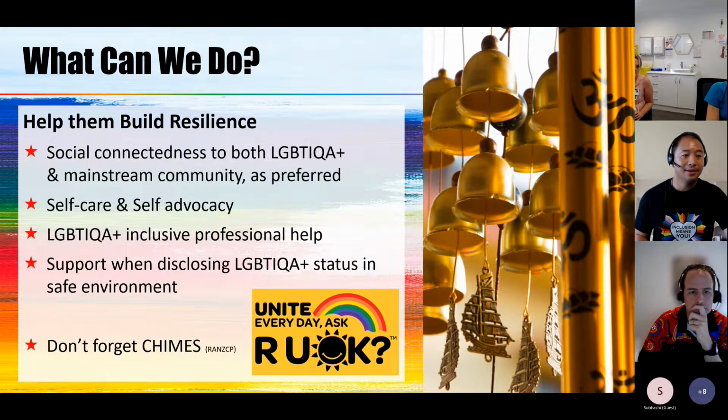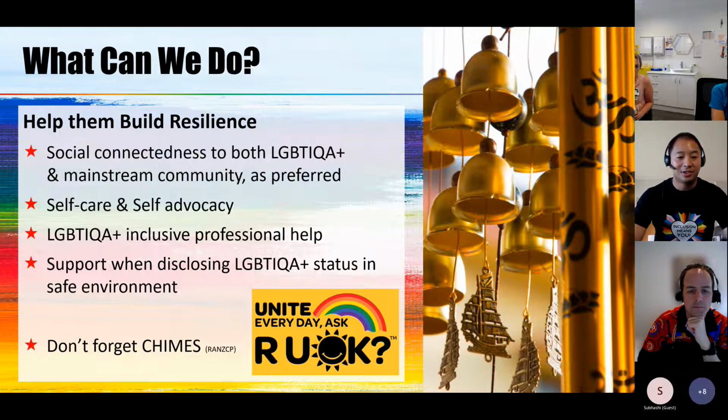So what can we do then? What we can do as clinicians ourselves is to help them build resilience. That includes helping to improve their social connectedness and their sense of self. Self-care and self-advocacy are very important aspects that we can help to build. But also helping the person engage in LGBTIQA plus inclusive professional help. There are different clinicians in the community who do identify themselves as being LGBTIQA plus friendly persons, and there are lists around, so you can find them on different platforms.